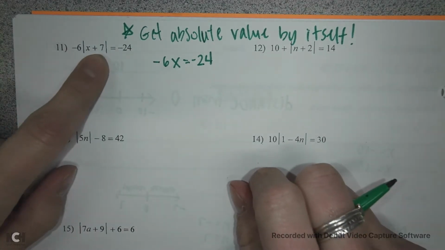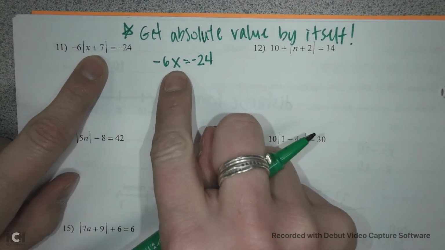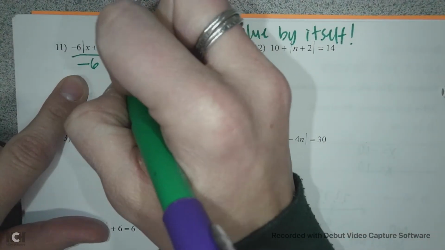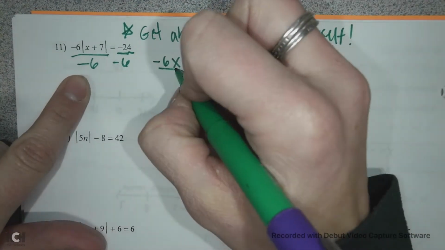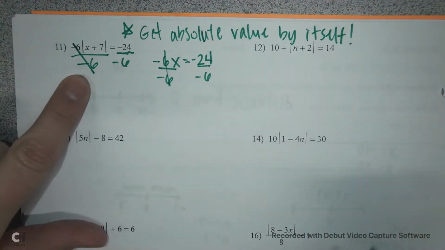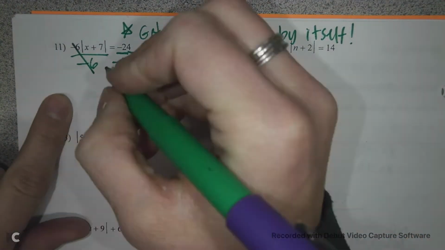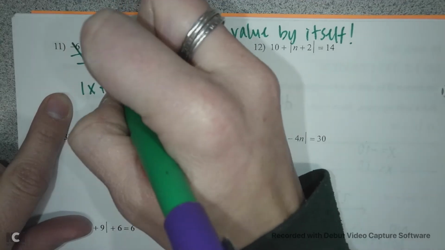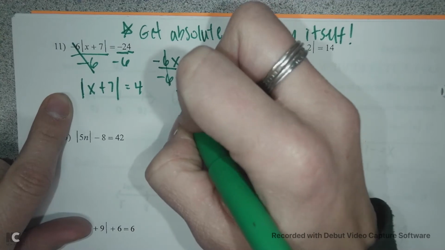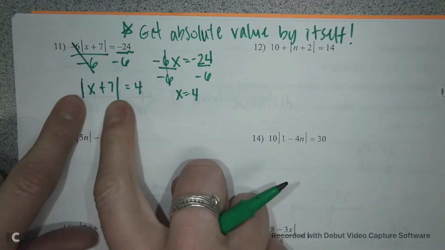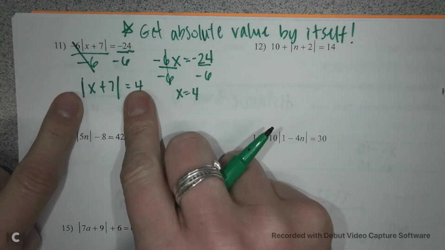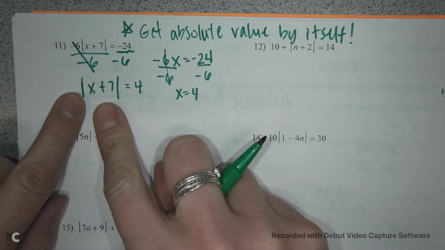Since the negative 6 is getting multiplied by the absolute value, the opposite is to divide. So we're going to start by dividing each side by negative 6, just like we would in this type of problem. When we divide by negative 6, our negative 6's go away, and now we're left over with the absolute value of x plus 7 equals 4. And here we would have x equals 4, which is correct because our variable is standing for this absolute value. But this problem can go further.